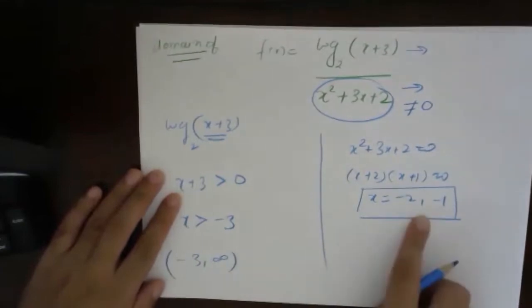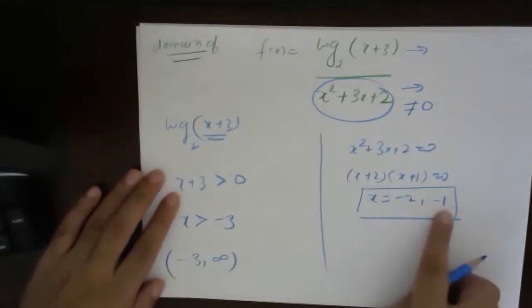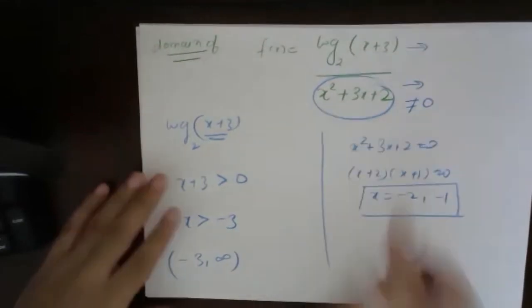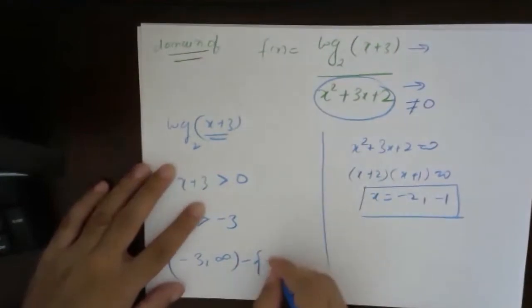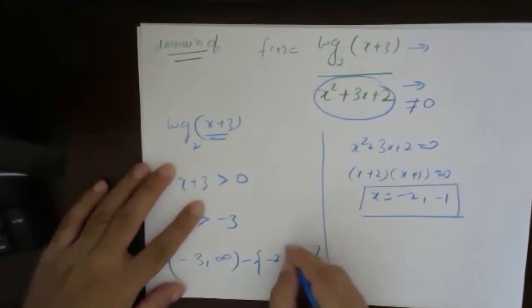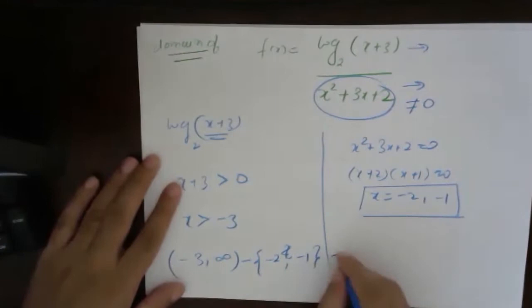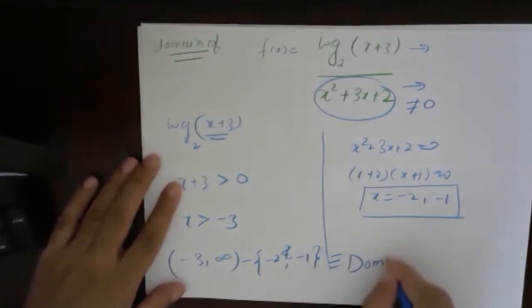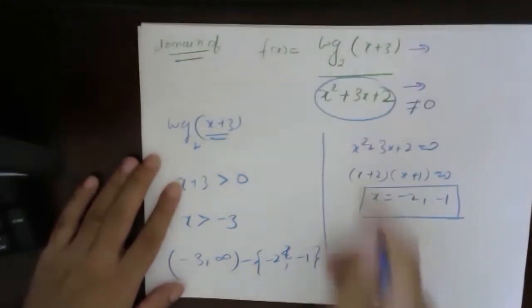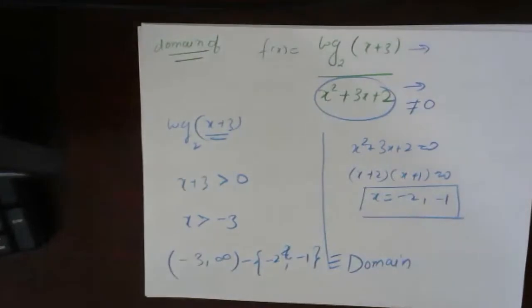And from this part we are getting that we should remove minus 2 and minus 1 because they will make the denominator 0. So we'll simply remove these two values, minus 2 and minus 1. So this will become the domain of this function. Okay, let's check this one.